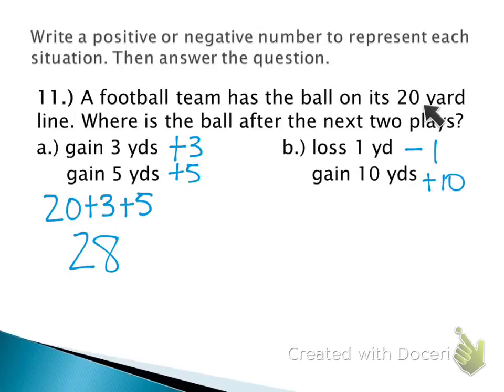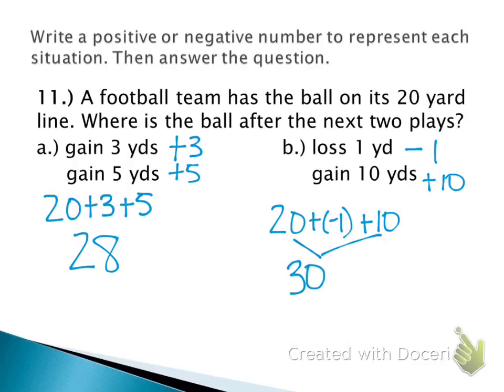So I'm adding these to where I started. So I'm going to have 20 plus a -1 plus a positive 10. Now once again, I like to do all my positives with the same sign first. So I'm going to take those outer parts first to give me 30 and then add on the -1. And what do we end up with? 29. So we're at the 29-yard line.